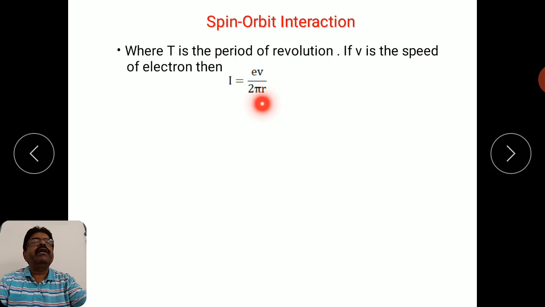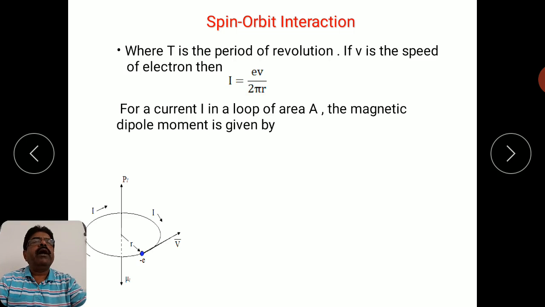If you substitute this in the earlier equation of current, I becomes ev/2πr, because earlier we defined I = e/T, with T in the denominator. T is actually 2πr/v, where 2πr is the circumference and v is the velocity of the electron. That defines the time taken to complete one orbit, the period. So the equation becomes I = ev/2πr.